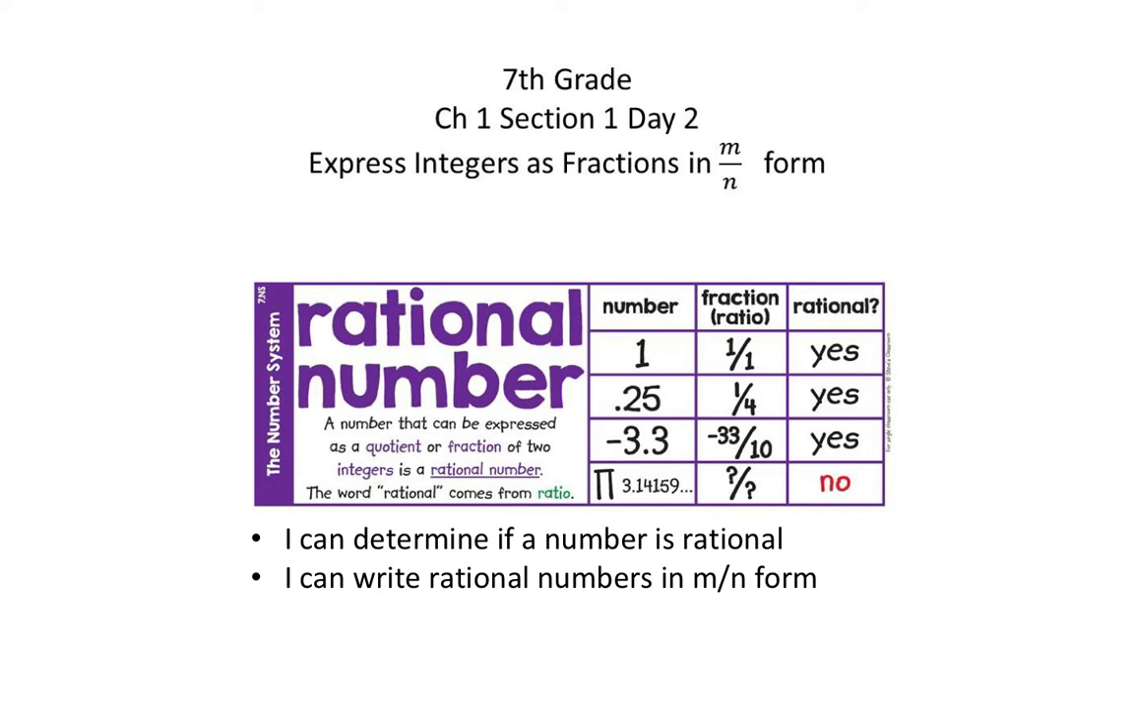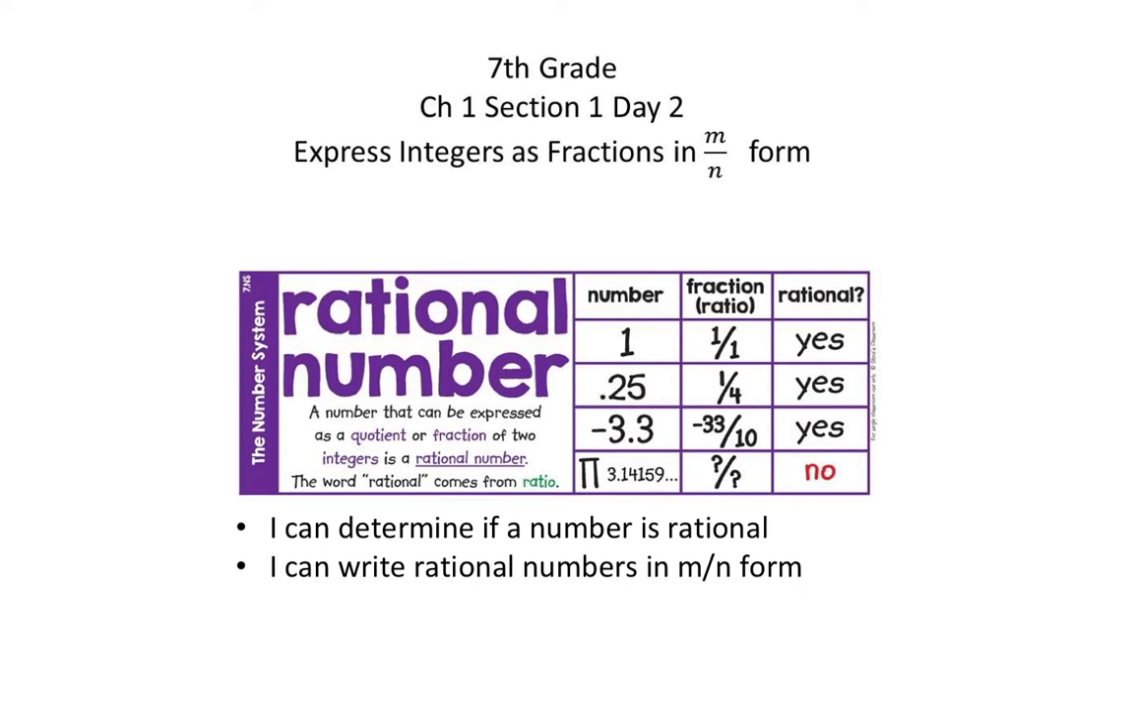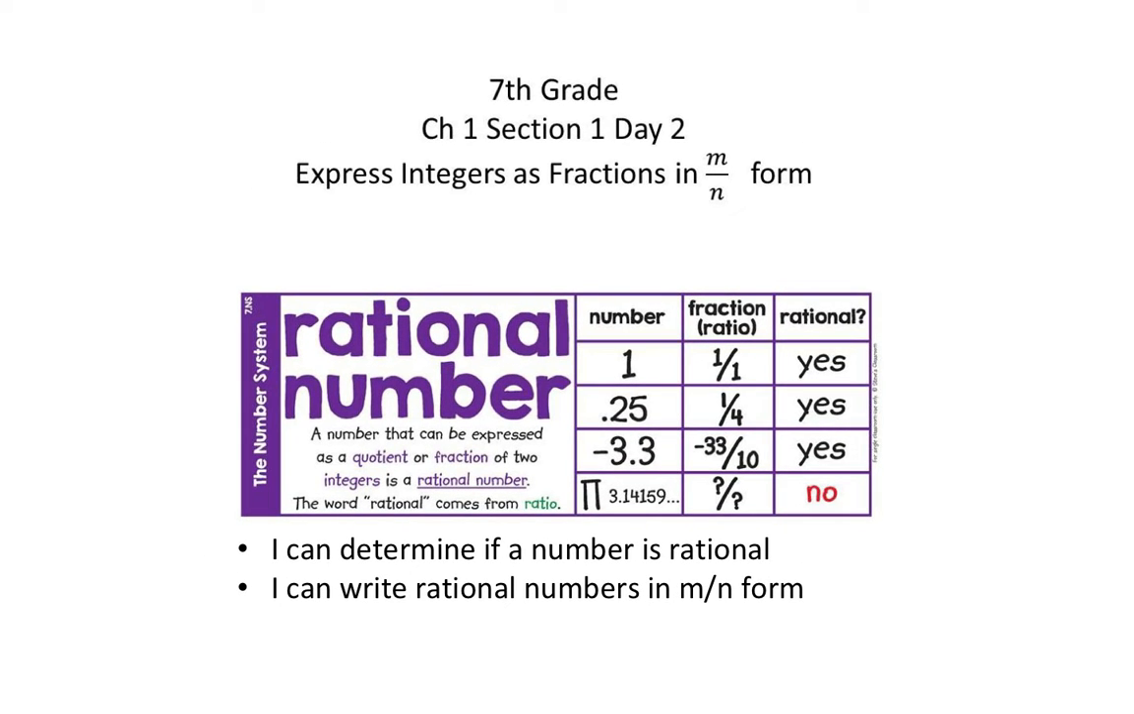Okay, so chapter 1, section 1, day 2: express integers as fractions in m over n form. That just means as a fraction. It can be an improper fraction, but it cannot be a mixed number. So m over n form, that's just what that means.